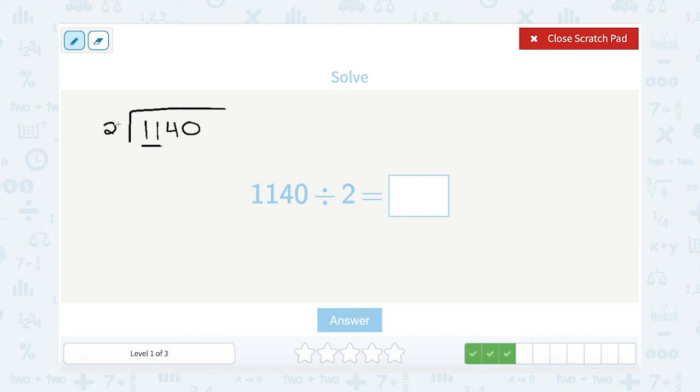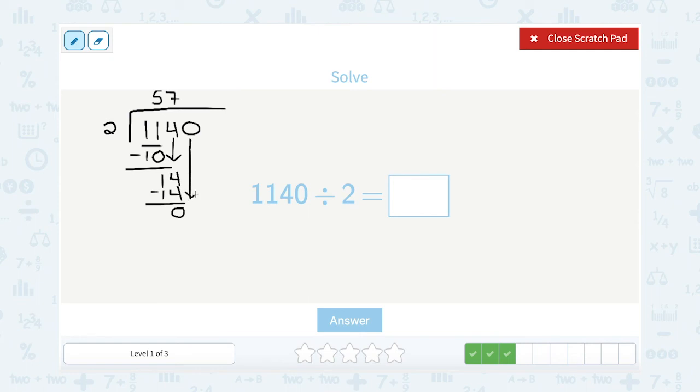Well, it doesn't go in evenly, right? 2 goes into 10 5 times. So I'm going to say 2 goes into 11 5 times, right? And 2 times 5 gives me 10. So if I subtract the 10, well, 11 minus 10, that's going to give me 1. 2 doesn't go into 1, so I'm going to bring down the 4. Okay, 2 goes into 14 7 times. That goes in evenly, so if I subtract 14, right, 2 times 7 is 14, that leaves me with 0.